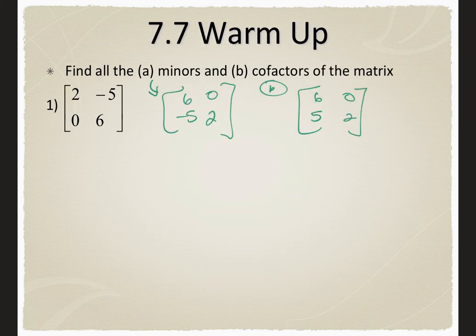This is question 1 from the warm-up. The first one said, find the minors and cofactors of the matrix. So the 2 by 2, you're literally just crossing through the rows and columns in each spot. And then you end up with 6, 0, negative 5, 2.